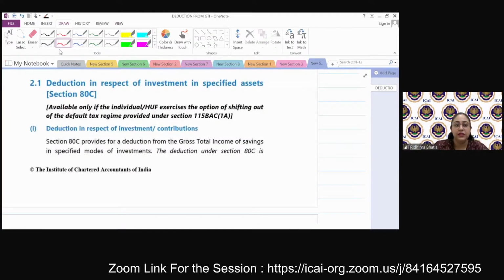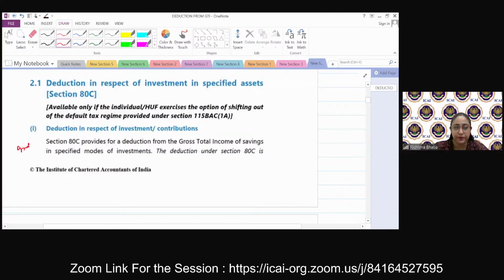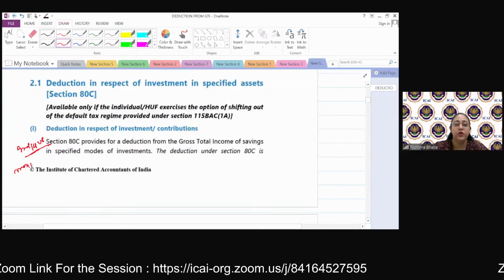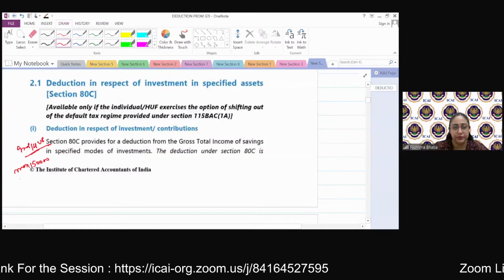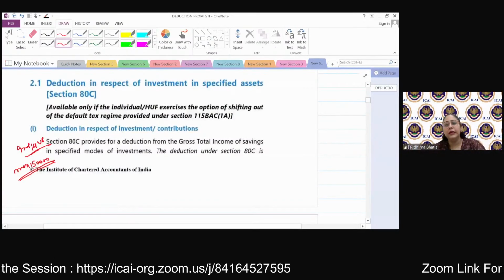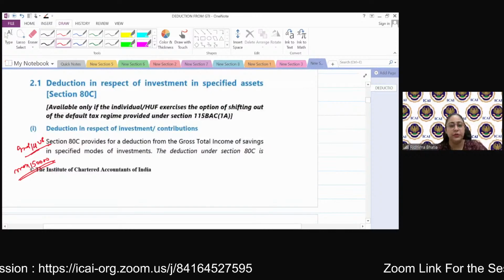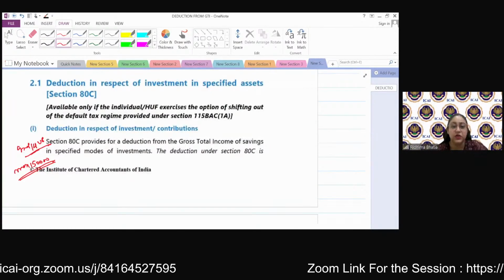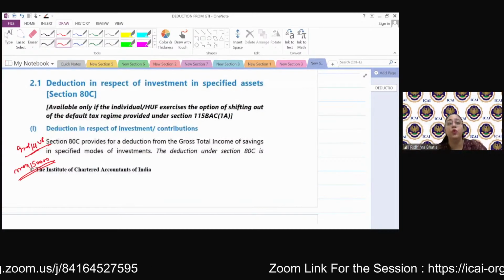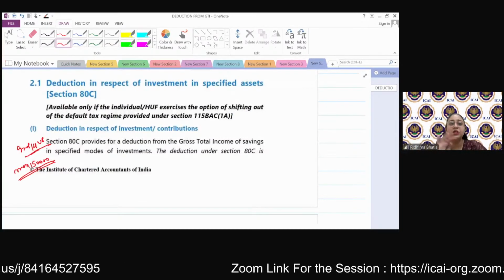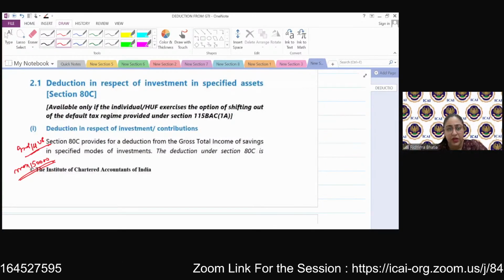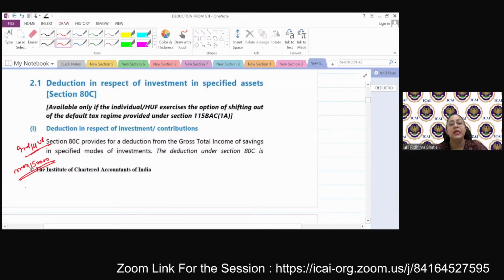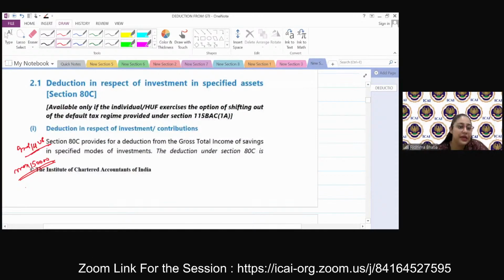So the most important thing here is this is only allowed to individual and HUF, and for the maximum amount of 1,50,000. So no matter in whichever options available you want to contribute, remember the maximum contribution would be 1,50,000. No one is saying that you cannot contribute more. You can contribute more, but the maximum deduction which you will get is 1,50,000. And specifically, this particular deduction is again on actual payment basis. That is, if you make the payment, then only you will get the deduction.